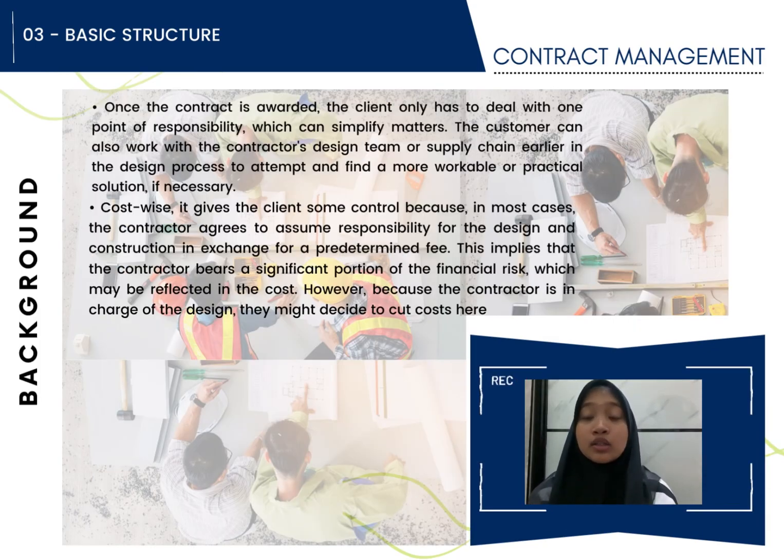Next, once the contract is awarded, the client only has to deal with one point of responsibility, which can simplify matters. The customers can also work with the contractor's design team or supply chain earlier in the design process to attempt to find a workable or practical solution if necessary.